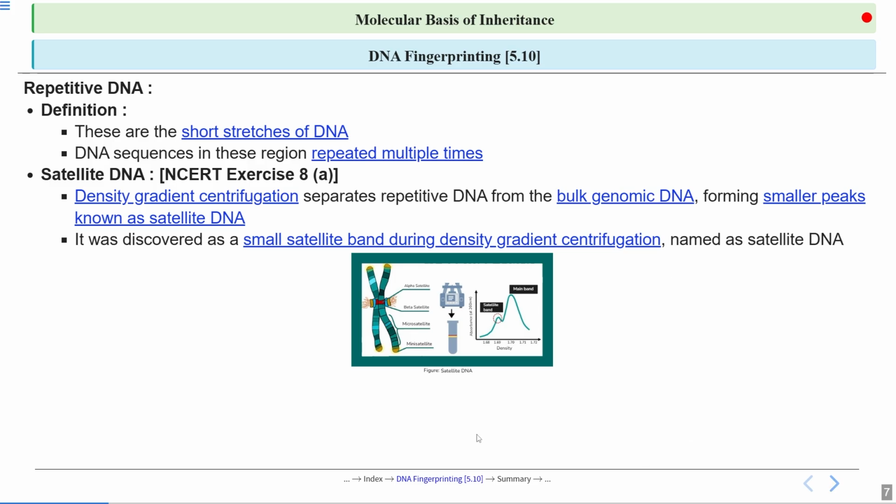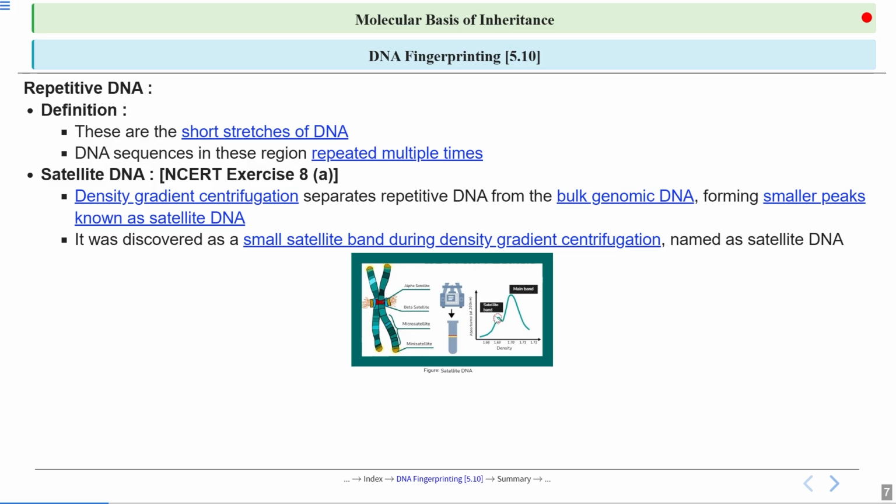Here you can see, after the centrifugation, there are two peaks. First is the main band, and then there is this small peak, which we call the satellite band, the peak of satellite DNA. It was discovered as a small satellite band during density gradient centrifugation and named as satellite DNA.